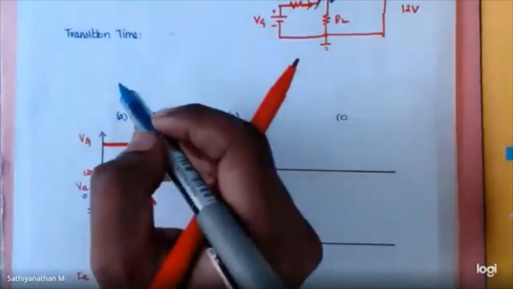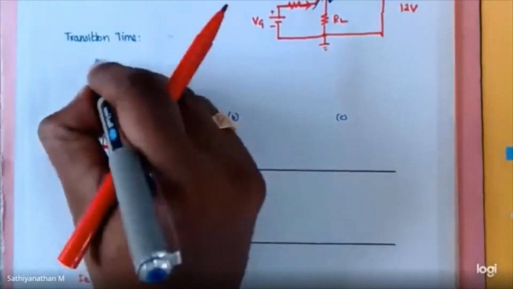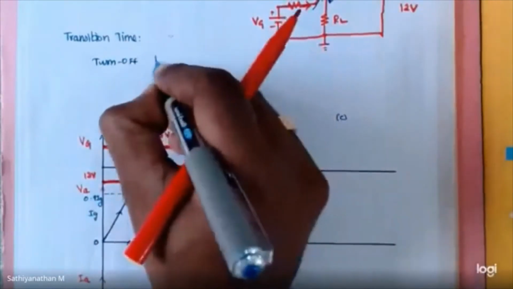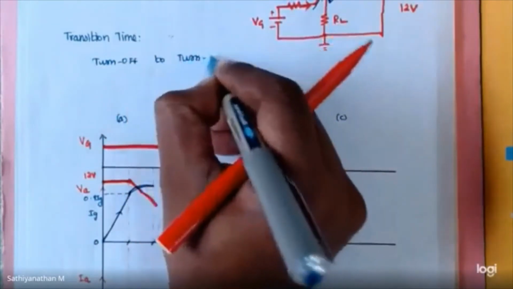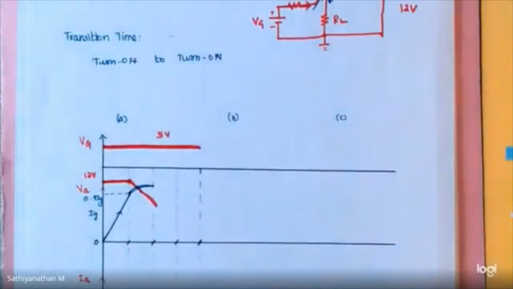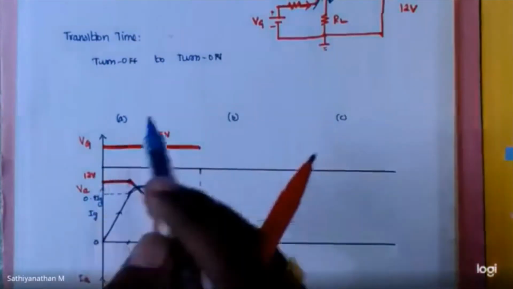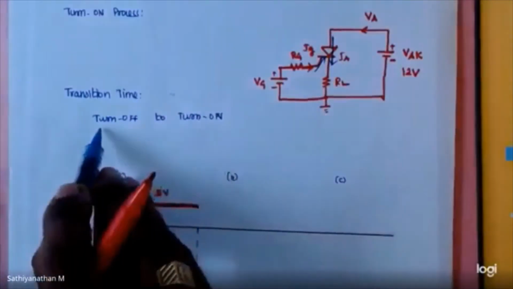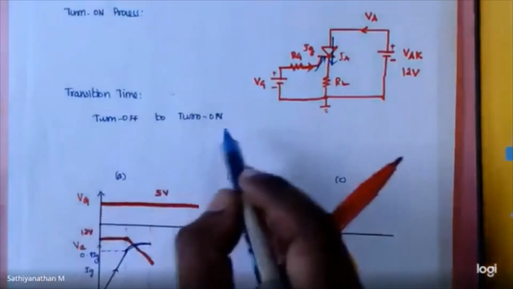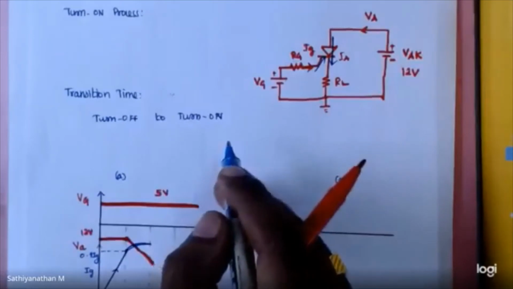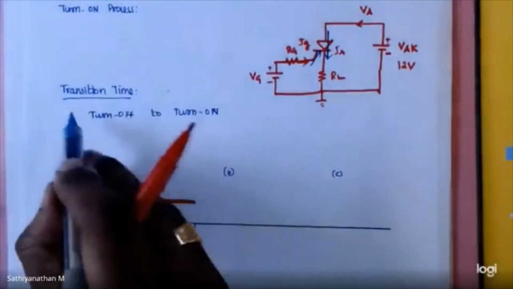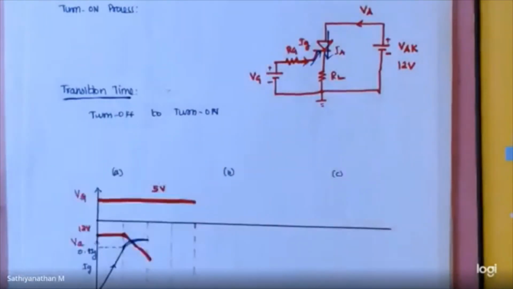So the transition from the turn off to turn on is called transition time. The time taken by a device from turn off to turn on is called what? Transition time. And this transition time consists of 3 different time periods.